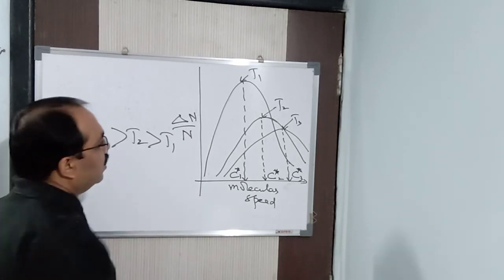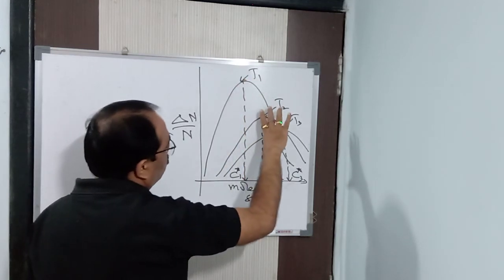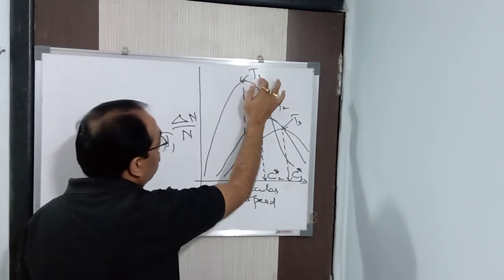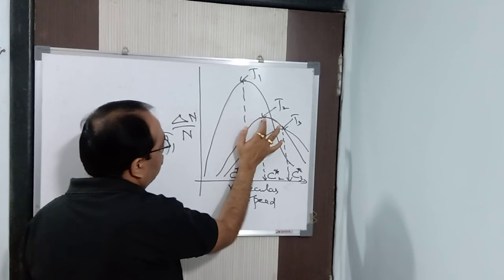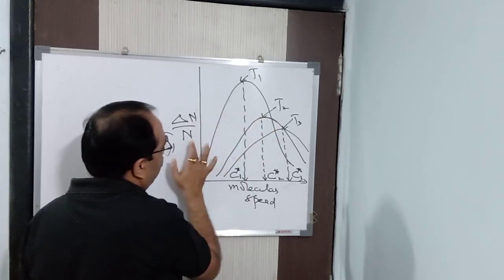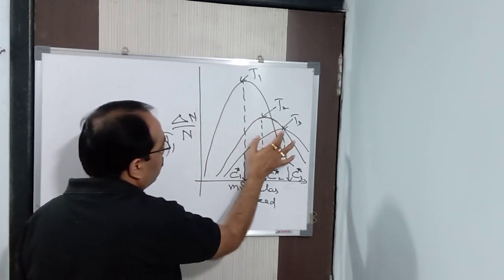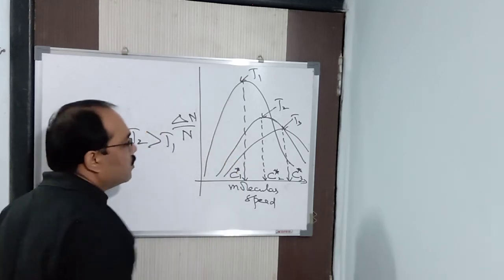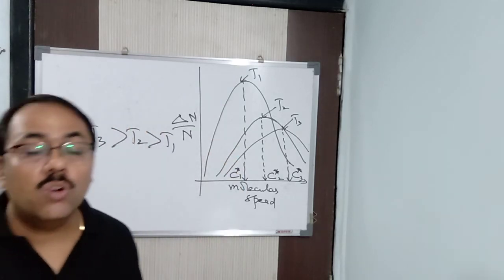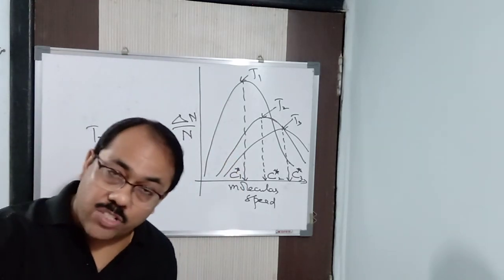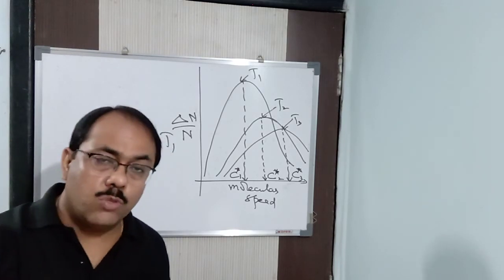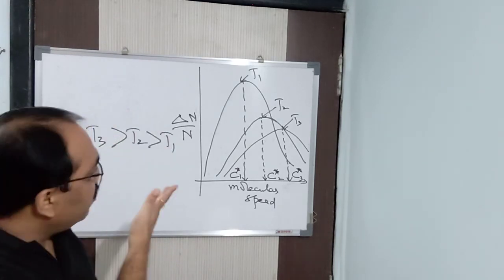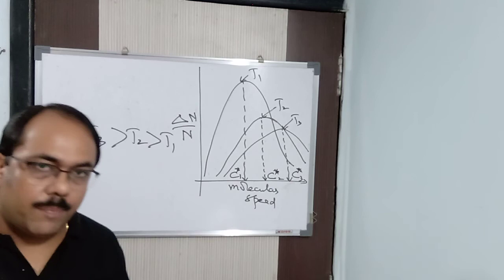Definitely, the number of molecules which possess the most probable velocity is decreasing. Here the fraction of molecules is this. Now as the temperature increases, the fraction of molecules is this. As the temperature still increases, the fraction of molecules is this. So the number of molecules participating in the most probable velocity decreases, but the most probable velocity increases. From the graph you can see it; nothing I am hiding there.